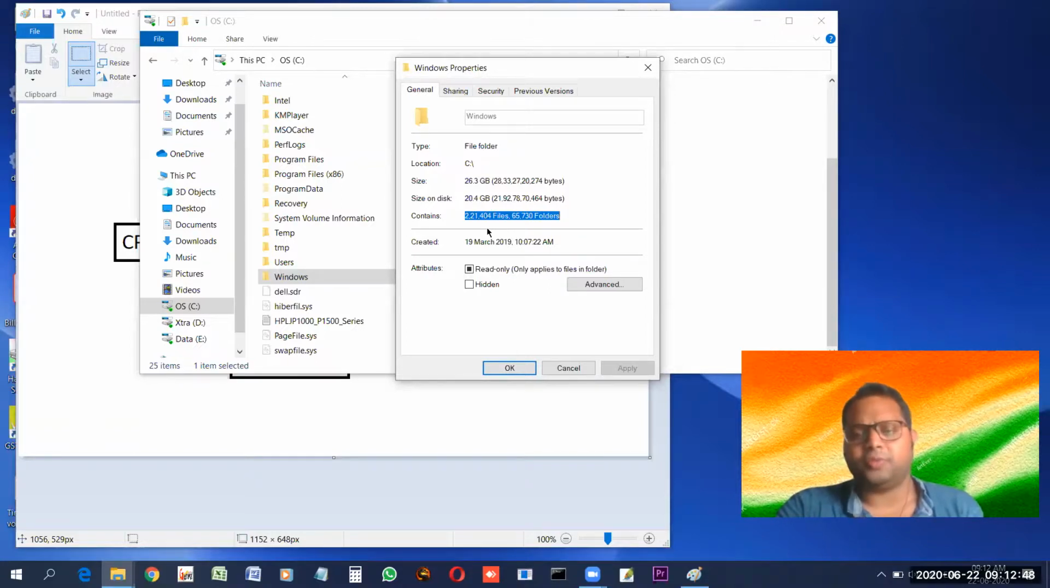I have just installed a few programs and all this, so the number increased. Initially, these many files were not there. There were only 70 to 80,000 files. But as time passes and you install more and more programs, the number of files also increases. So I have also seen this in my system. But more than 2 lakh files are there in the Windows folder, and see, 26 GB of space it is taking.